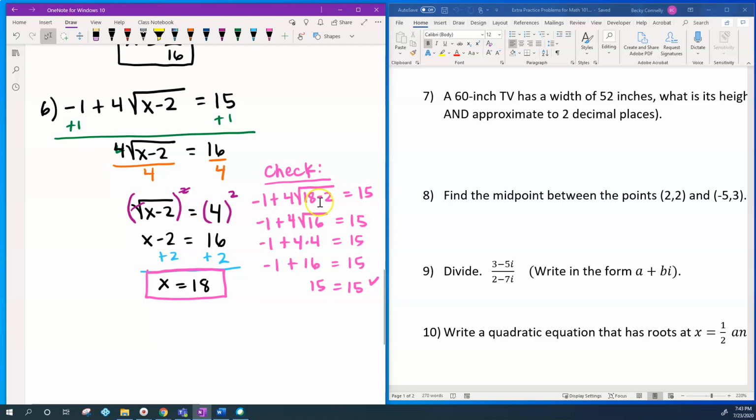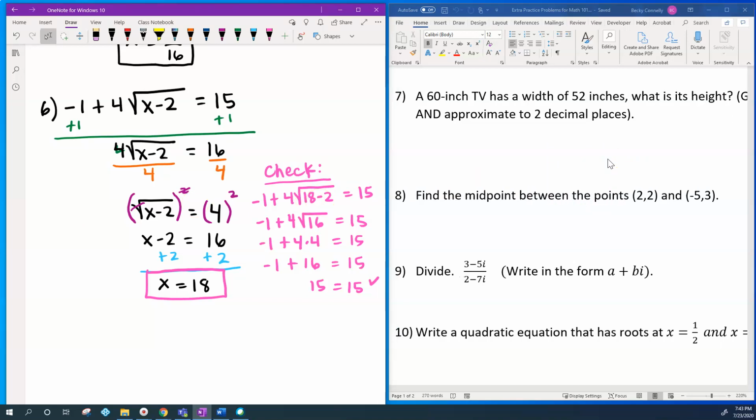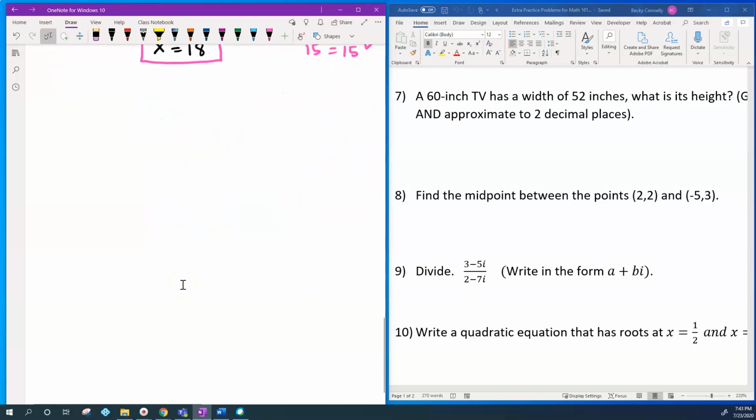What do you guys think? What are we going to be using? How are we going to figure this out? All right, had somebody say Pythagorean Theorem. What do you guys think of that? Yeah, a squared plus b squared equals c squared. That is a great place to start on that. So go ahead and try and set this one up. How do you think you would set it up?